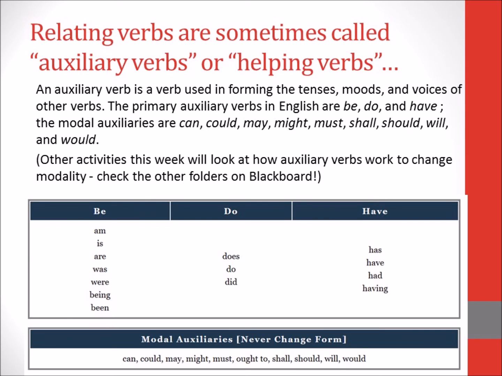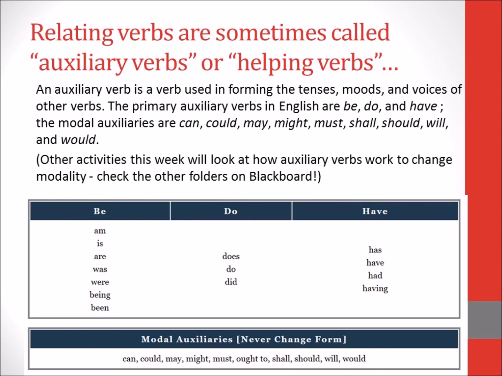We would have, how am I putting them together? May have been late. Ought to have signed. Must have signed. Should have signed. All of these work together to create a complicated verb group, and each of them is doing something different there.